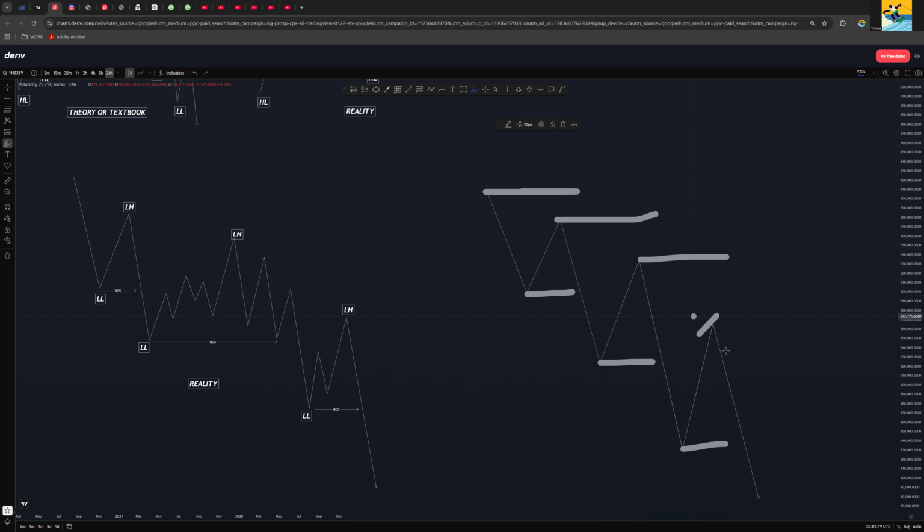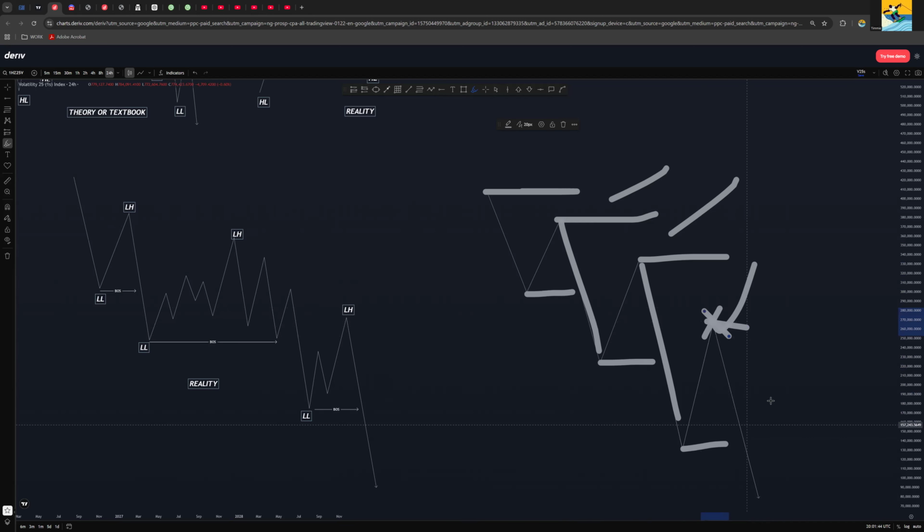So these are strong highs. This is a strong high. This is a strong high. And this is also a strong high because they broke structure. So this high will become weak only when price breaks it, and breaks it to form a new higher low. So I hope that is clear.